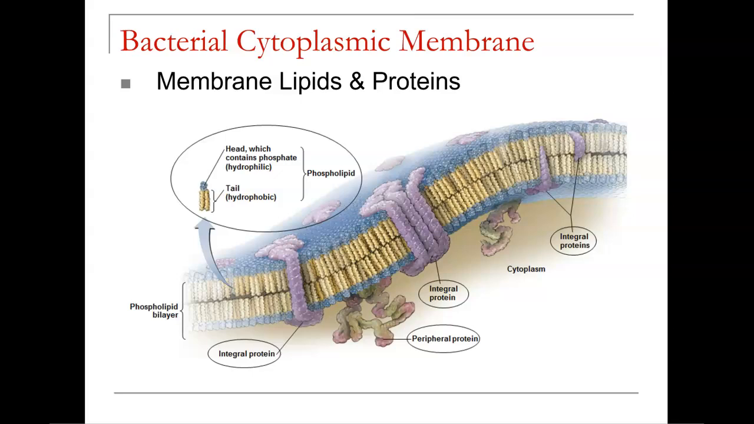So phospholipids are going to have a hydrophilic head and a hydrophobic tail. The blue is going to be the hydrophilic head, that's the phosphate, and then the tail, as you see over here, is going to be hydrophobic, and that's made up of the lipids. And so that's going to help in maintaining the structural integrity of the membrane itself.